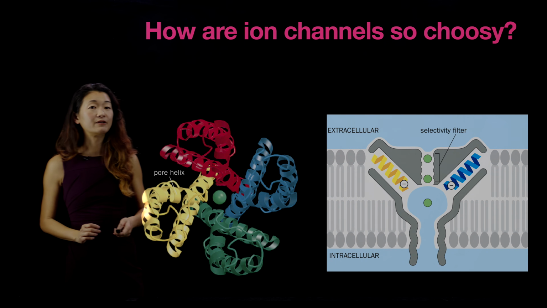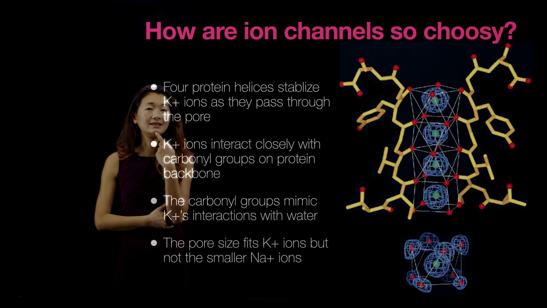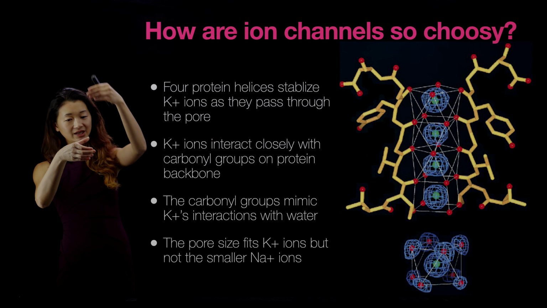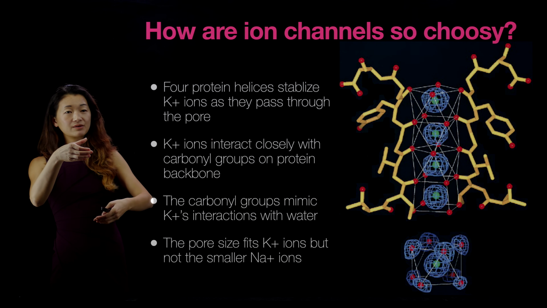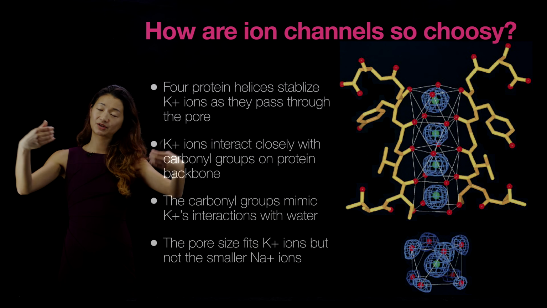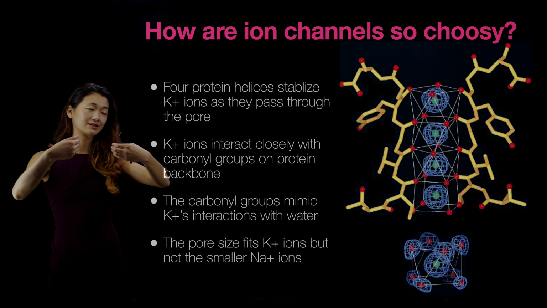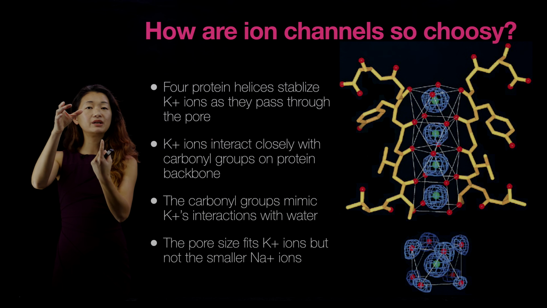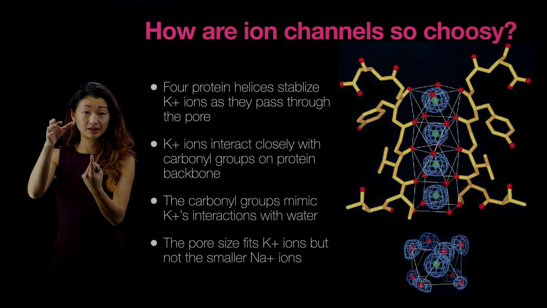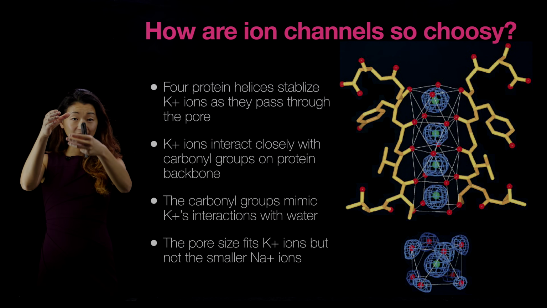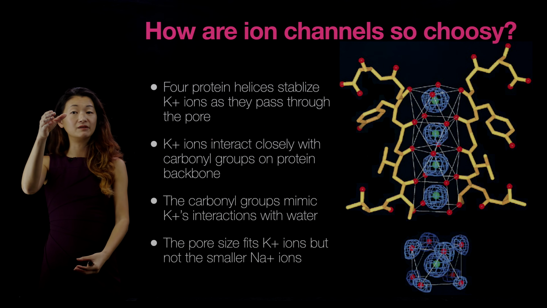So to dig into it a little bit further, if you zoom in to just the part of the protein through which the ions will actually go, the pore area, what you'll see is that those 4 protein helices have carbonyl groups in the functional groups of the amino acids that are lining the edges of that pore, okay? And those carbonyl groups mimic the interaction of potassium ions with water. And so that's how it makes it possible for potassium to pass through the otherwise hydrophobic environment of the lipid membrane.